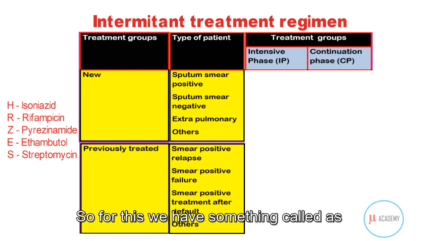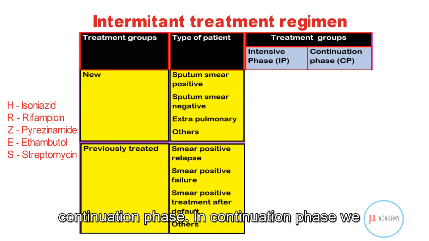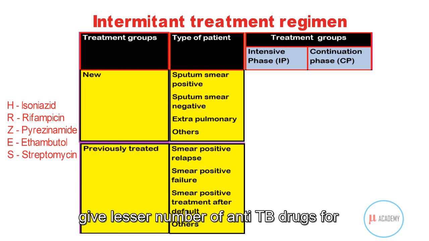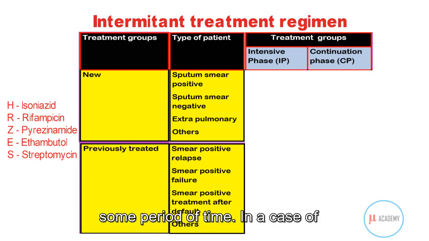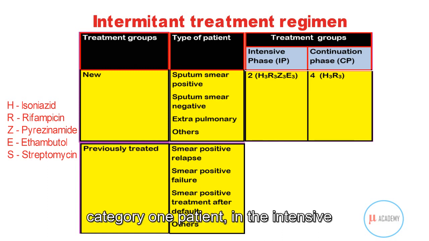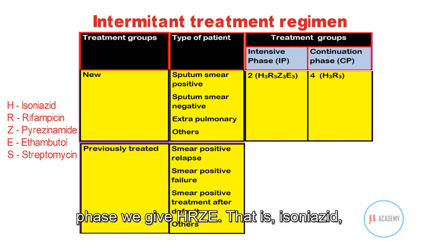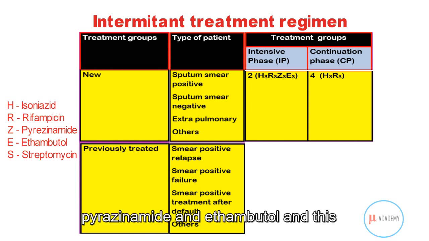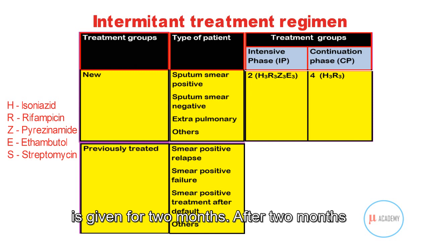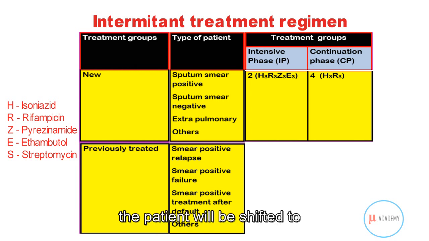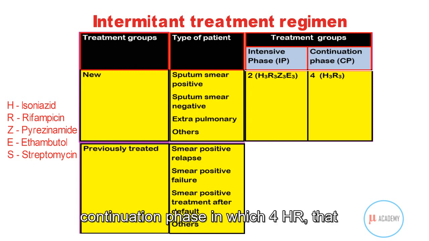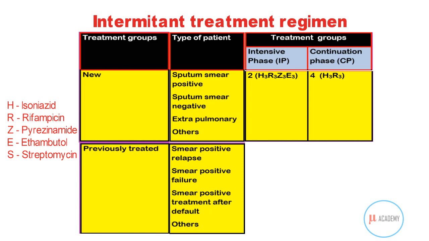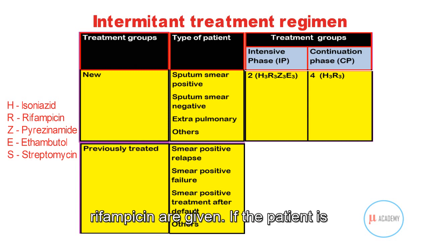So for this we have something called the continuation phase. In the continuation phase we give a lesser number of anti-TB drugs for some period of time. In the case of a category 1 patient, in the intensive phase we give HRZE, that is isoniazid, rifampicin, pyrazinamide and ethambutol, and this is given for 2 months. After 2 months, the patient will be shifted to the continuation phase, in which 4 HR, that is 4 months of isoniazid and rifampicin, are given.